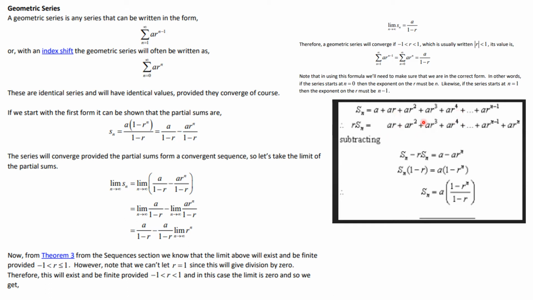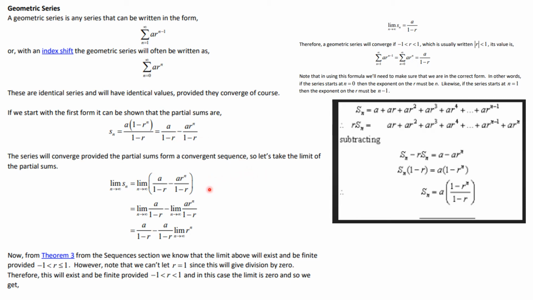When you subtract, these will all cancel out, and you'll be left with Sn minus r Sn is equal to, we have the a left, and then this is minus a r to the n. So I can factor the Sn out of here, as Sn times 1 minus r, and that's a times 1 minus r to the n, and then I solve by dividing all the way through by 1 minus r. I can do that if r is not equal to 1, and I get this formula, which is the same as this formula.